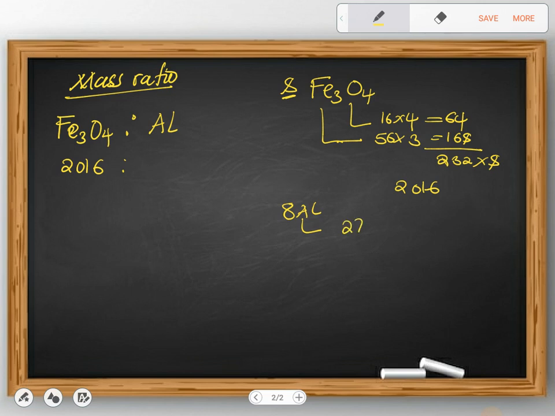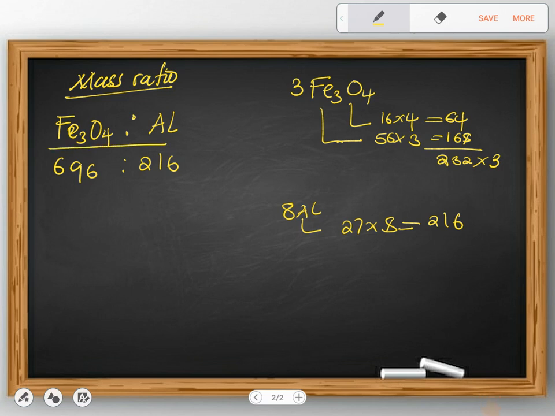I also find for aluminium, which has got 8, like this. Mass number for aluminium is 27, but there's 8 there, so I multiply by 8. So 27 by 8, 216. Then this is just the ratio of the two in terms of their masses given.